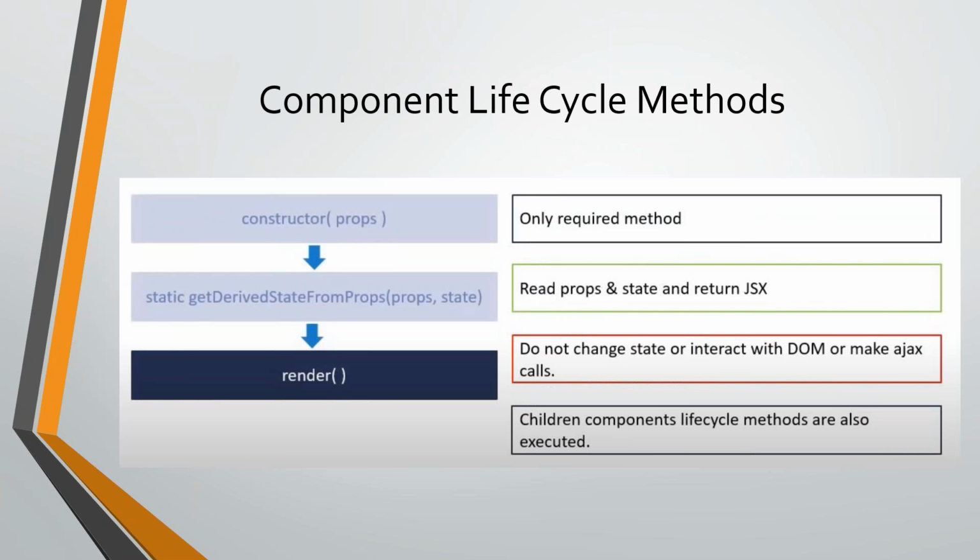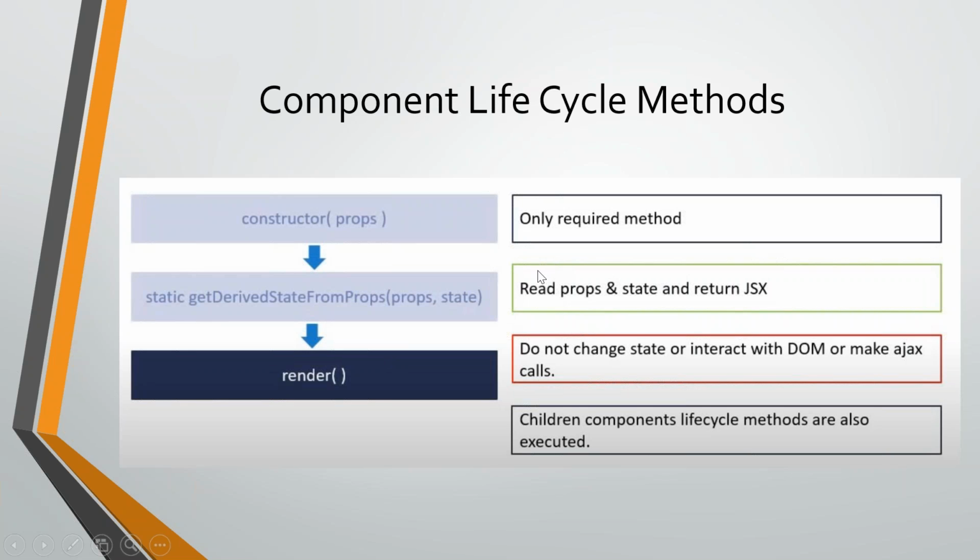Now this is the method you should always have, which is called the render method. Render method, what does it do? It is the only required method. Even if the constructor is not there, that's fine. getDerivedStateFromProps is definitely not required. But if you have a render method, that's it, you have actually created a component. So component creation itself is because of the render method.